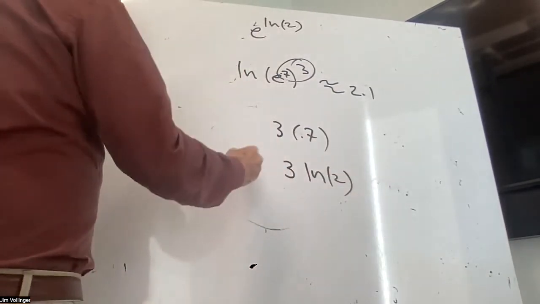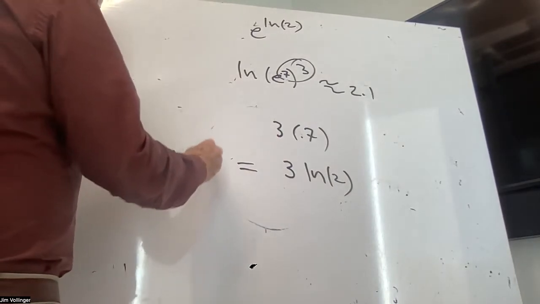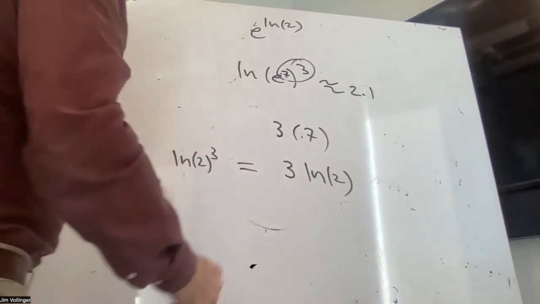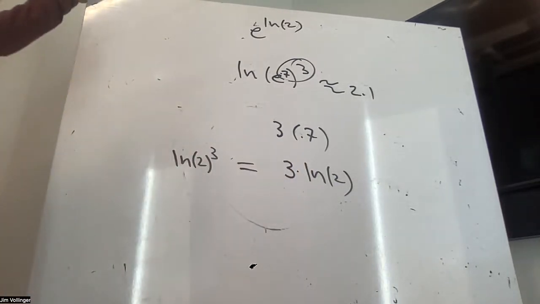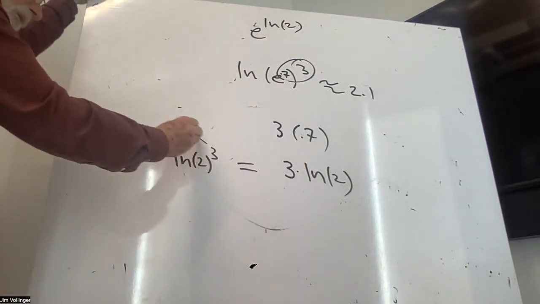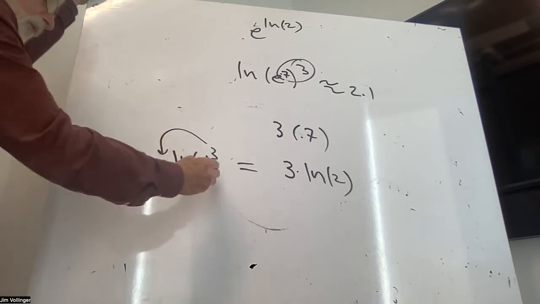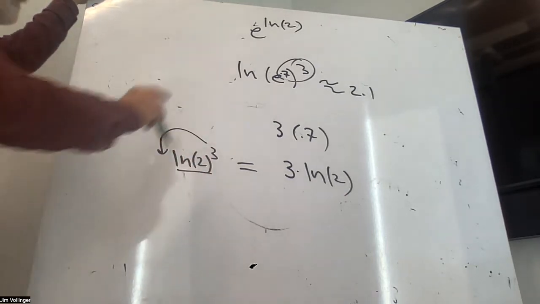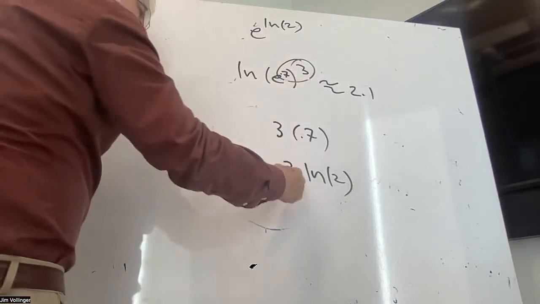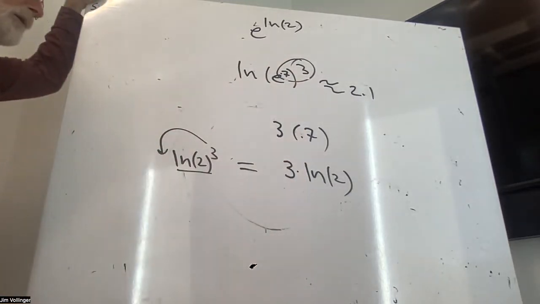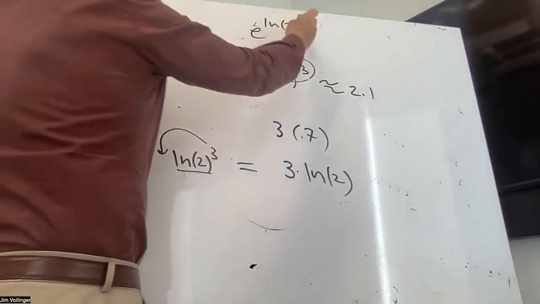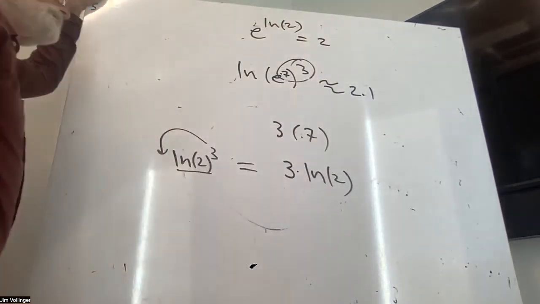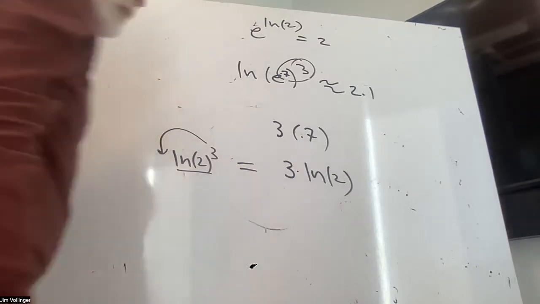So therefore, the ln of 2 cubed could have been written as 3 times ln of 2. And that's one of your log rules. These exponents can be put in front because power to power is multiplication. Okay, this is an exact answer. All right, so e to the ln of 2 is 2. I don't know what else to say about it.